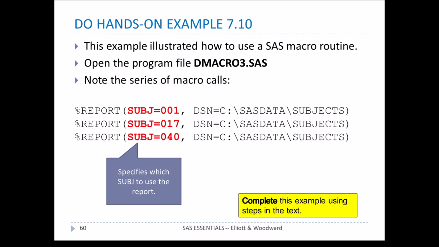All right, so let's look at an example. Here's example 7.10. This example illustrates how to use a SAS macro routine. Let's open the program called dmacro3.sas and note that we have a series of macro calls. We have the report that we created, and now we're going to have three calls to that: percent report subject to 001, 017, and 040, and the data set name stays the same for all three calls.